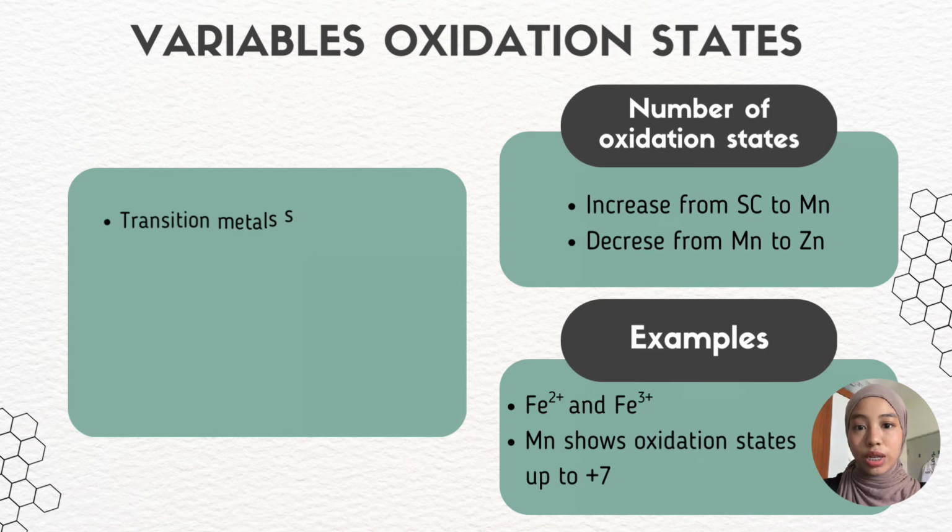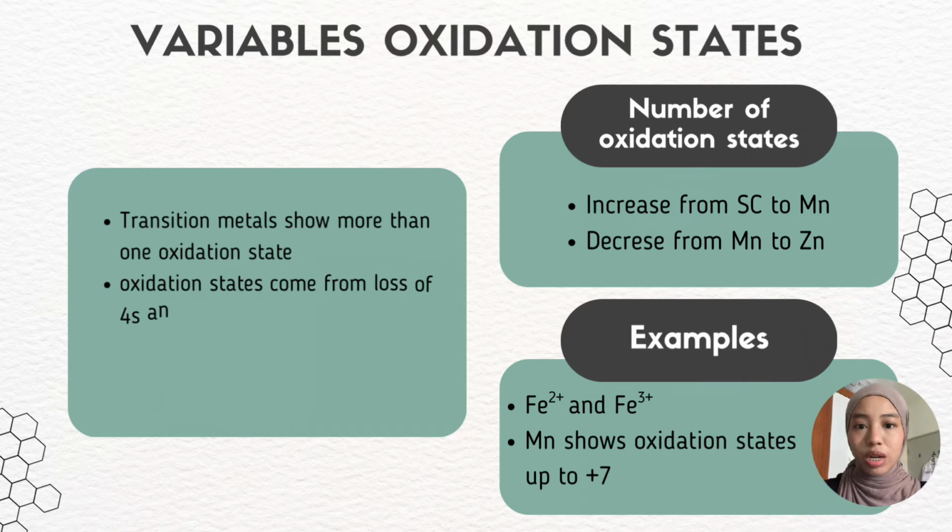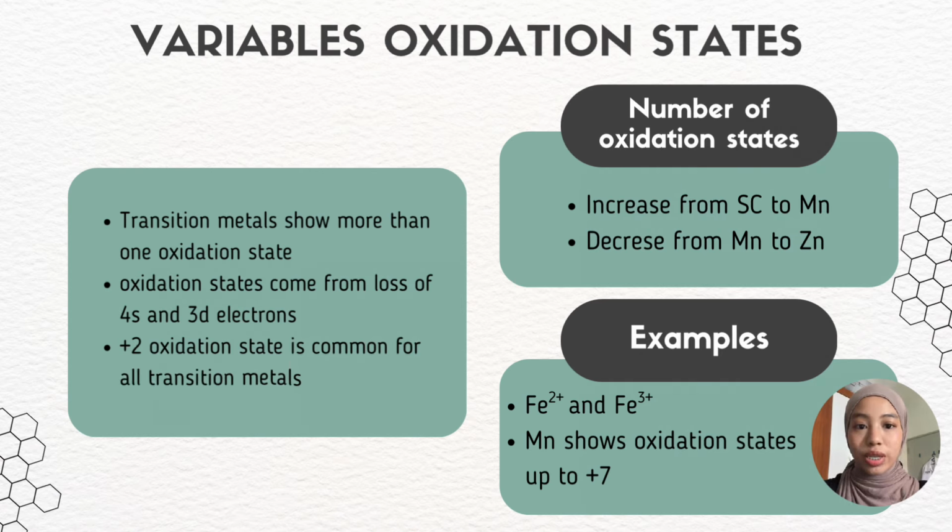Next, variable oxidation state. Transition metals can have more than one oxidation state. This happens because they can lose 4s and 3d electrons. The +2 oxidation state is the most common for transition metals. The number of oxidation states increases from Sc to Mn, then it decreases from Mn to Zn. For example, iron shows Fe2+ and Fe3+ oxidation states. Manganese can have oxidation states up to +7.